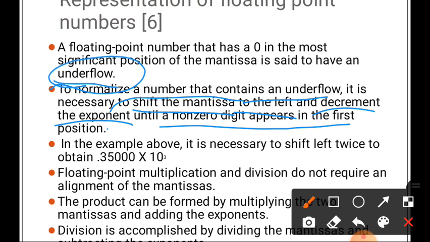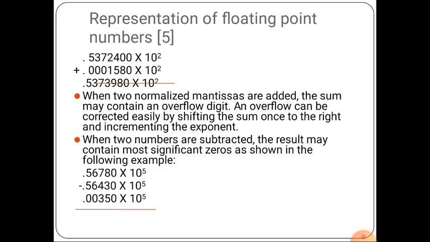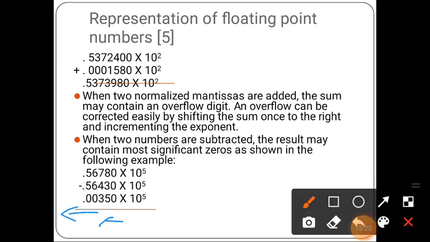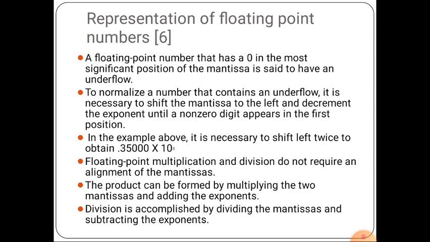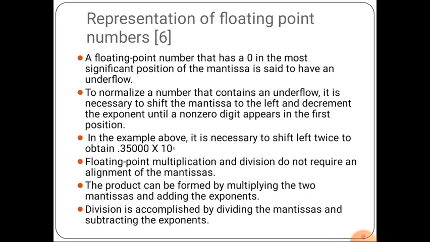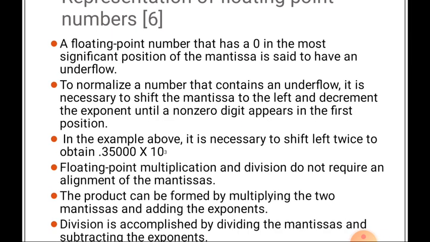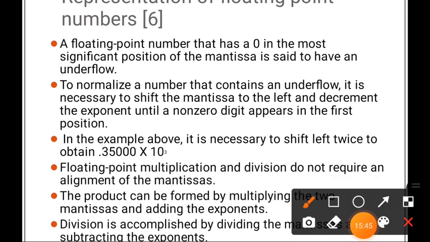So what happens here? We have 0.00350, so it is shifted to the left. How many positions? It will be shifted 2 times. Then it becomes 0.35, so the most significant position contains a non-zero value, and it is normalized. So in the example above, it is necessary to shift left twice to obtain 0.3500, and instead of 10 raised to 5, it becomes 10 raised to 3.